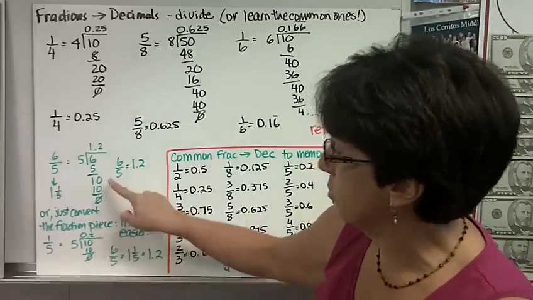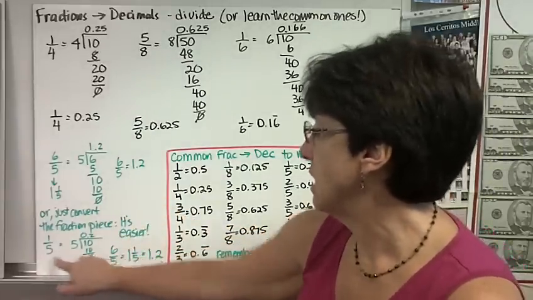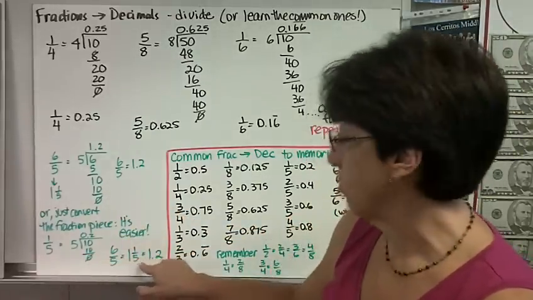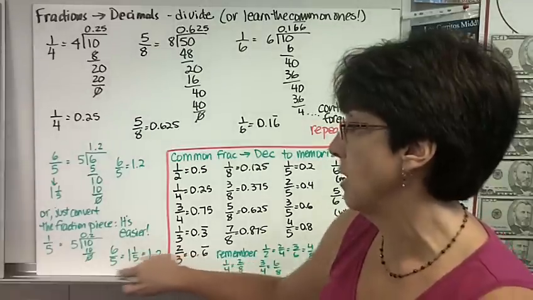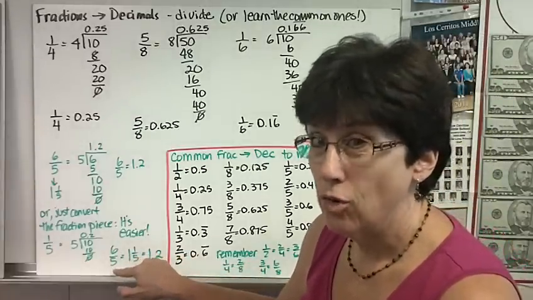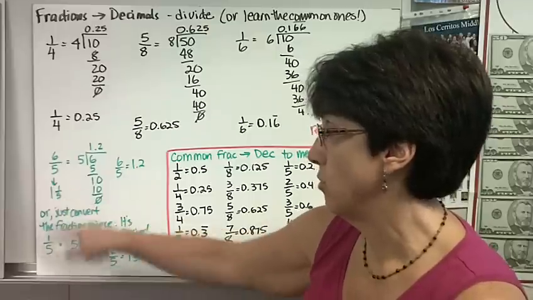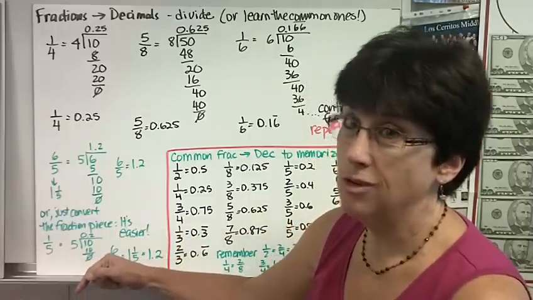Look how much smaller this step was than this step. So 6/5 equals 1 1/5, which equals 1.2. We did the same work. Just don't forget your whole number, okay, after you've changed it from improper to mixed, or you'll get it wrong.